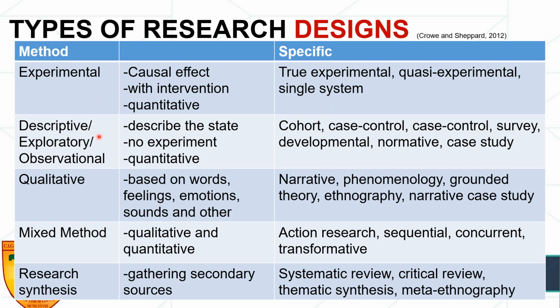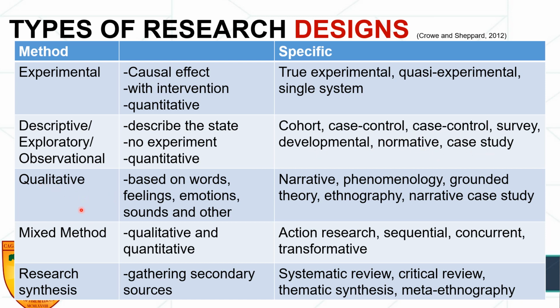The next main branch is your descriptive, or exploratory, or observational, and this describes only what we have at the moment. So there is no experiment, there is no intervention, and this is still quantitative. Examples of research designs here are cohort, case control, survey, developmental, normative, and case study.